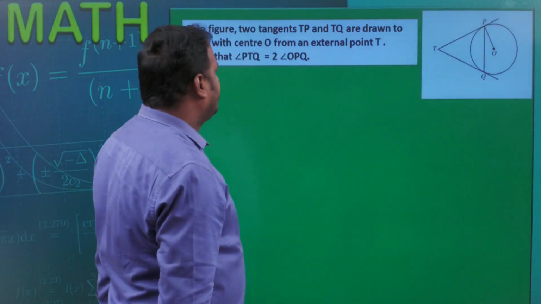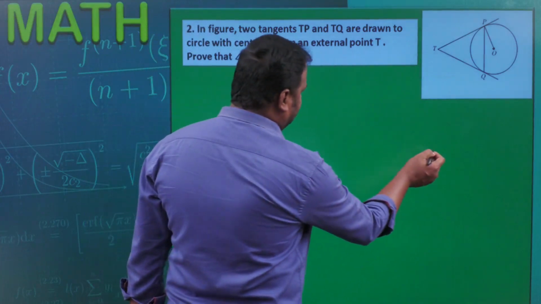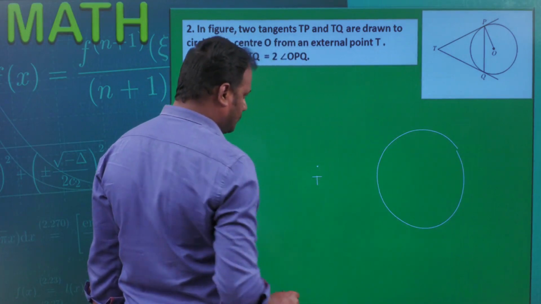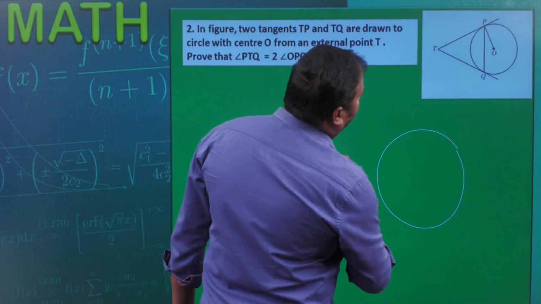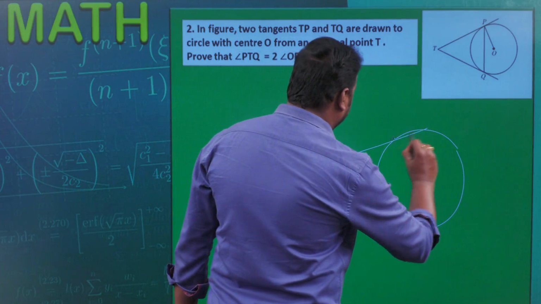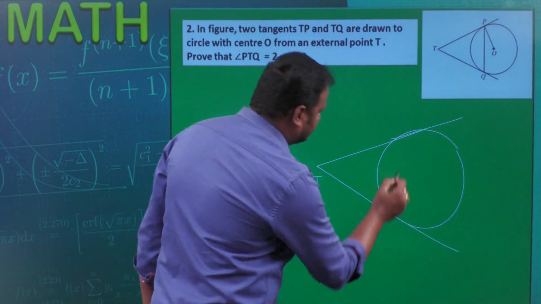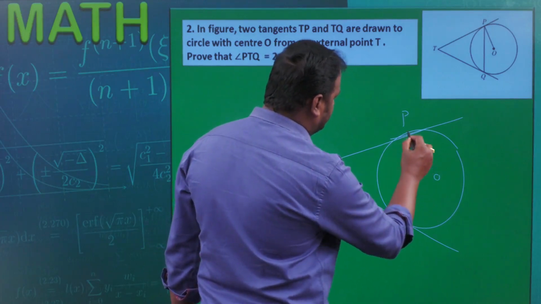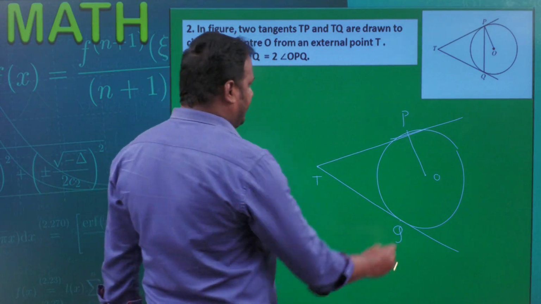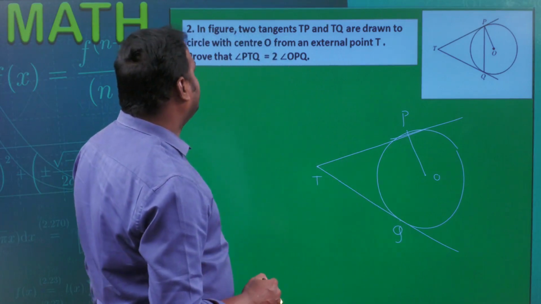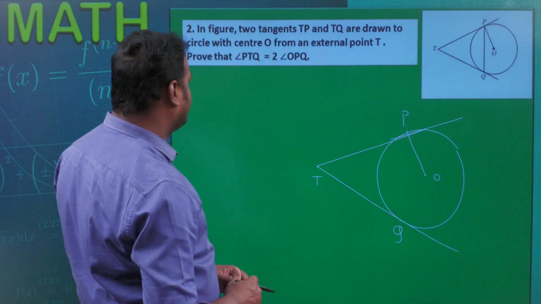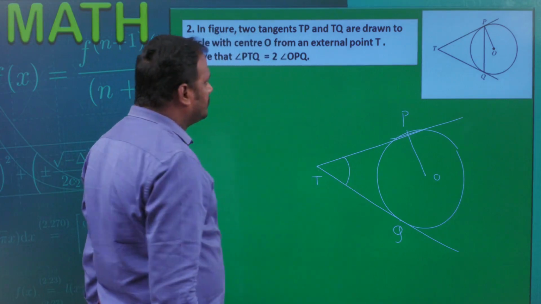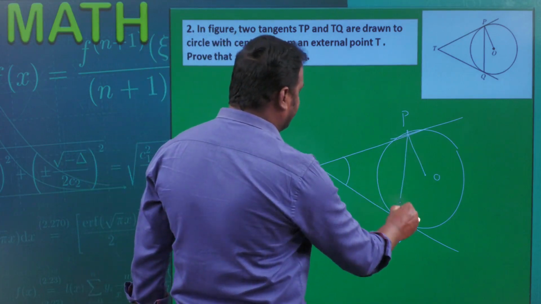Coming to the next one, here I would like to draw the figure again for better understanding. Again, T is a point outside the circle. TP is one tangent and TQ is another tangent. This is point P and this is point Q. And of course the center of the circle is O. These two are joined. And what do you want here? TP and TQ are tangents drawn to a circle with center O from an external point T. Prove that angle PTQ, PTQ means this angle, is equal to 2 angle OPQ. OPQ means this angle.